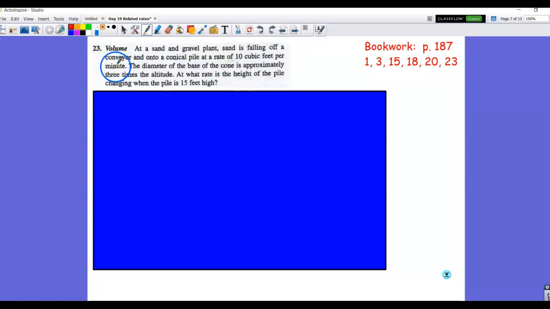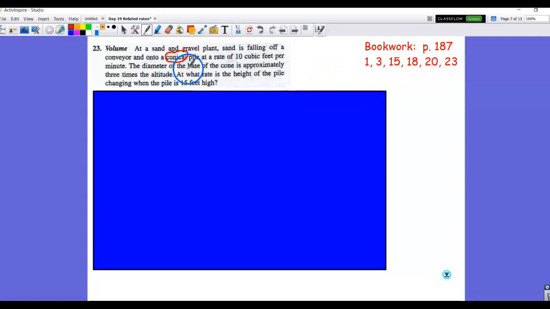One more. So 23. 23 is a really fun one. So we're dealing with volume again, and we have sand. At a sand and gravel plant, sand is falling off a conveyor and onto, it's a really important word, this is going to be the hardest one of this set. It won't be hard after you get used to it. A conical pile. So that's a cone, at a rate of 10 cubic feet per minute.